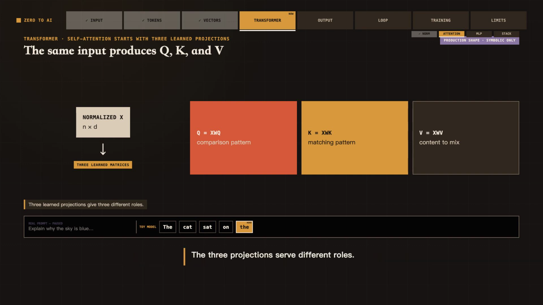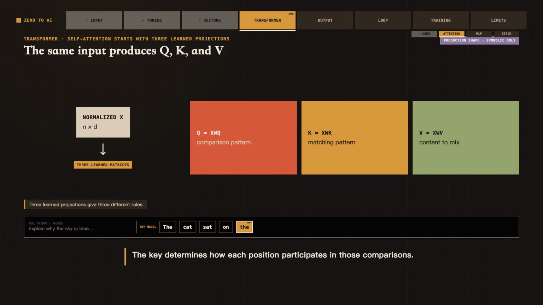The three projections serve different roles. The query determines what pattern a position uses when comparing itself with other positions. The key determines how each position participates in those comparisons. The value carries the information that can be mixed into the output. That wording is an intuition, not a substitute for the calculation. The calculation is a dot product between a query and keys, followed by a weighted sum of values.